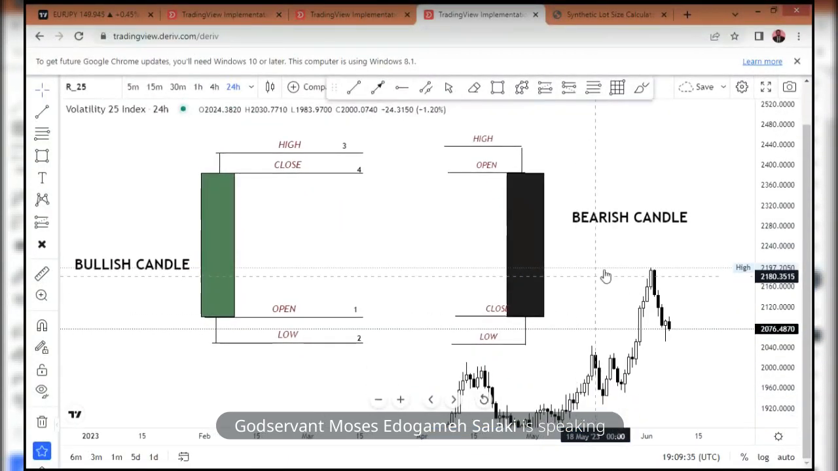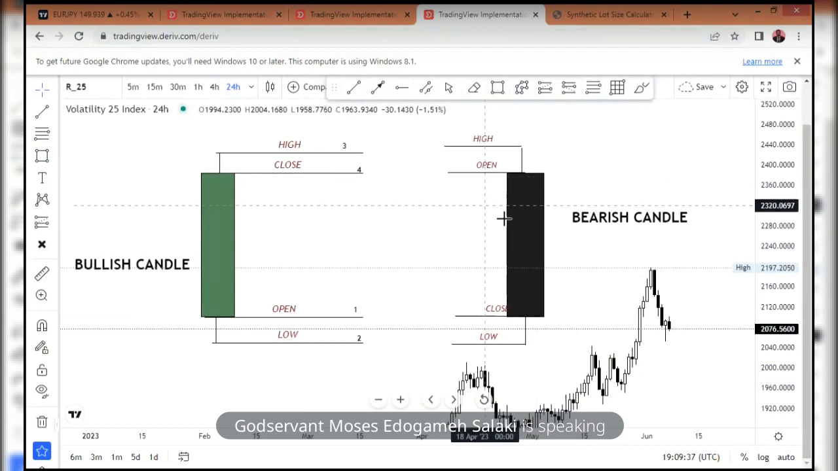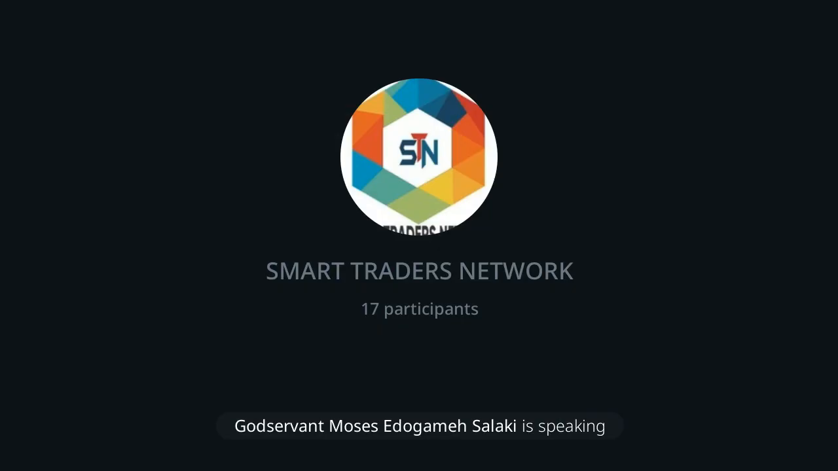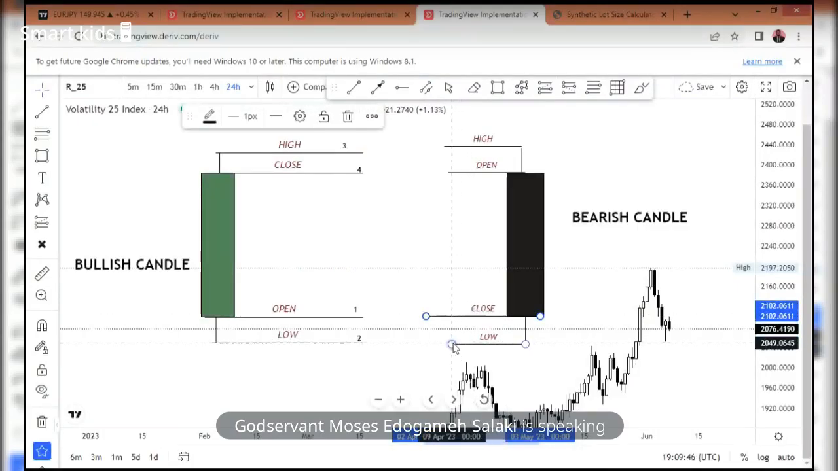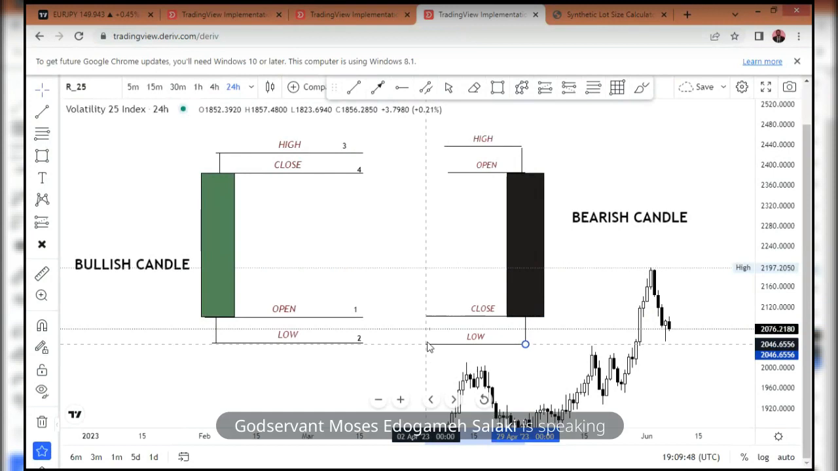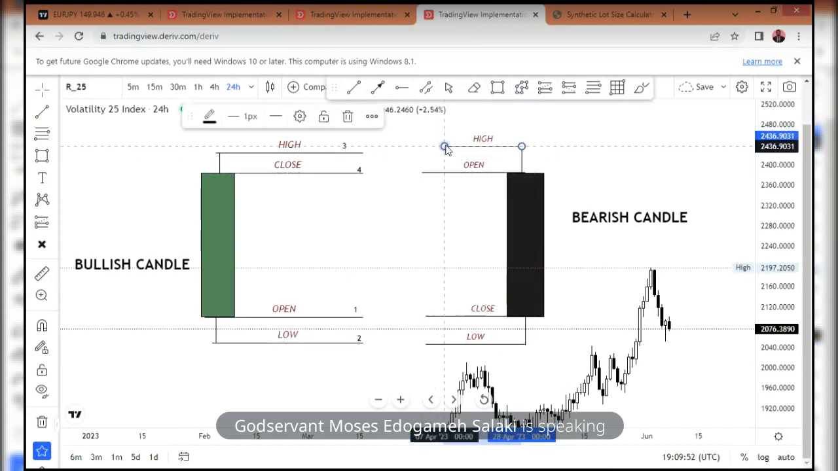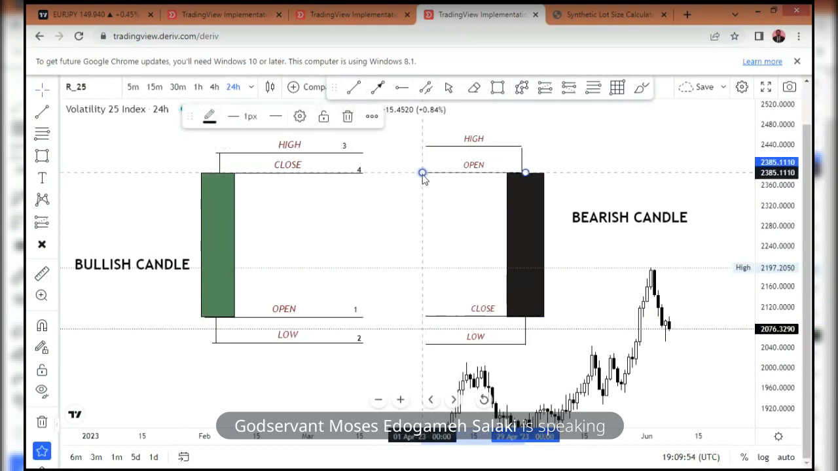So what it then means is that this is the formation the candle will always take. Bullish, bearish, whichever one. It has the same characteristics all the time.